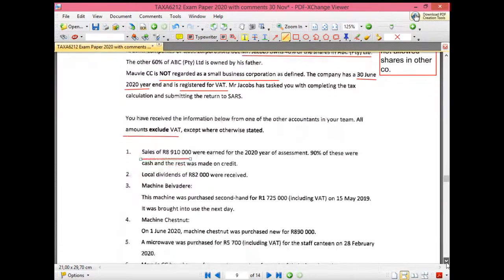Then we've got local dividends of 82,000. Now remember the local dividends is also exempt, but you have to show it in the gross income first and then show the exemption afterwards. Okay, so you show me the in, you show me the out, you get 2 marks for this. Do not show me a 0. You need to show the in and the out.